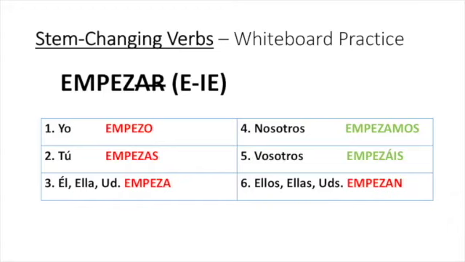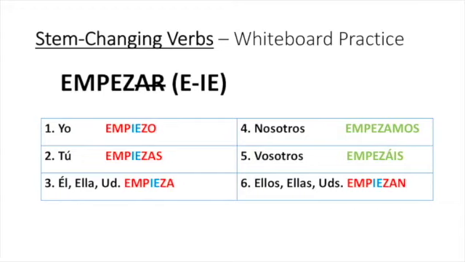But the yo, tú, él, ella, usted, and ellos, ellas, ustedes forms, they do have to change. This E has to become an IE. And people always ask me, but Mr. Harrison, there's two E's. Oh my gosh, how do I know which one to change? Well, you're never going to change the very first letter, okay? So you can just ignore that. It happens to be the one in the middle of the verb. So you get empiezo, empiezas, empieza, and empiezan.